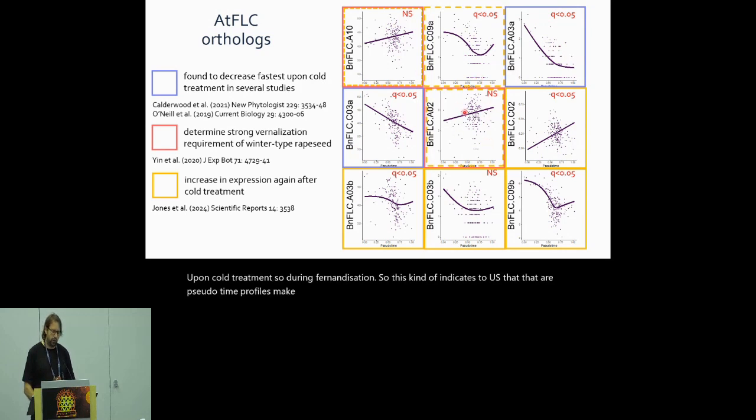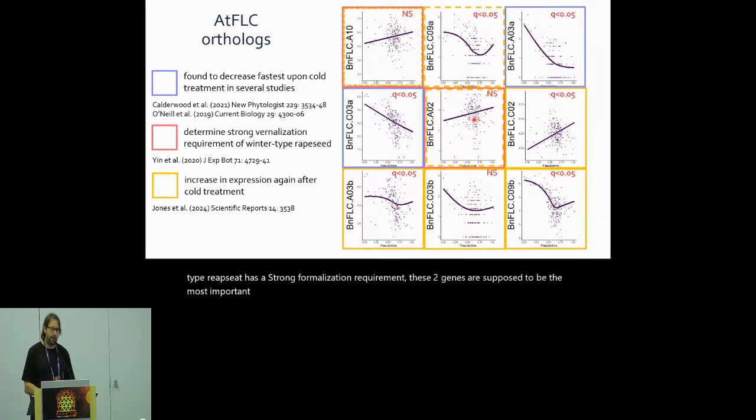The ones, these two here in red, that are not moving at all, it seems, these are the ones that are generally believed to actually determine the strong vernalization requirement for winter type Brassica napus. So winter type rapeseed has a strong vernalization requirement. These two genes are supposed to be the most important ones.